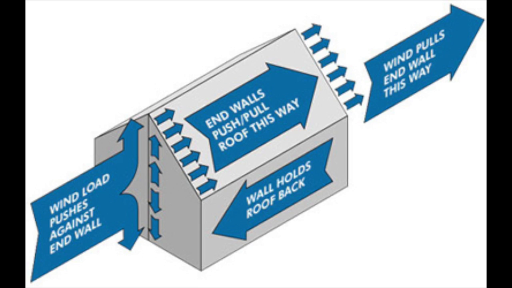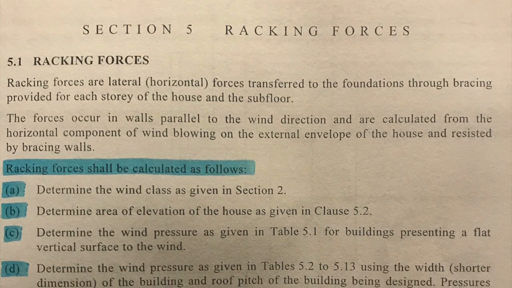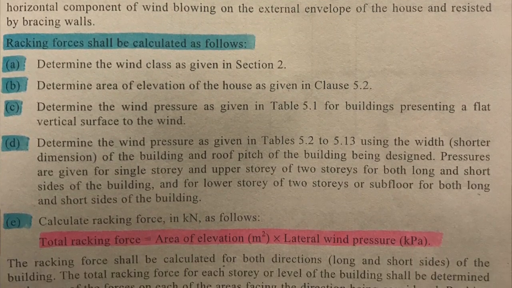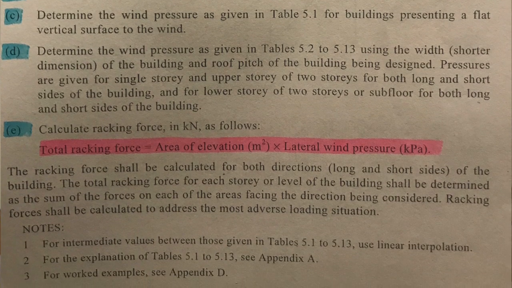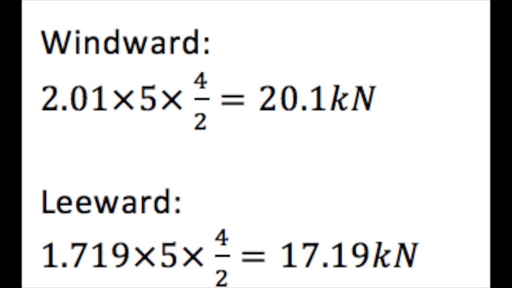To design the bracing, the racking or lateral forces acting on the structure must first be determined. This was achieved using the equation provided in section 5 of AS 4055, where the area of elevation is multiplied by the lateral wind pressure. The area of elevation is half the height of the structure multiplied by half the distance between the two adjacent columns. Lateral wind pressure or suction acting on the windward and leeward walls was determined using P equals QU CP again, remembering the CP value will be different for the wall and the roof.